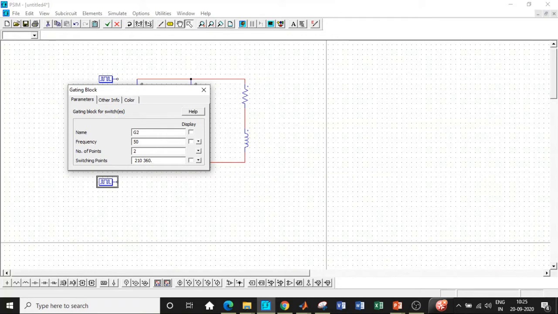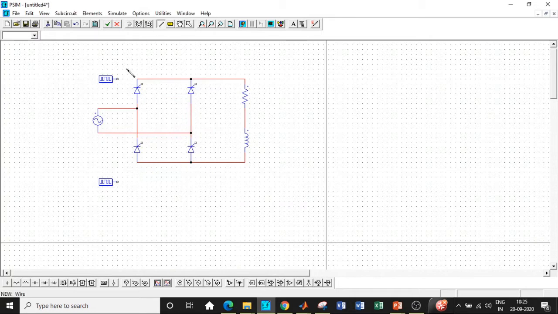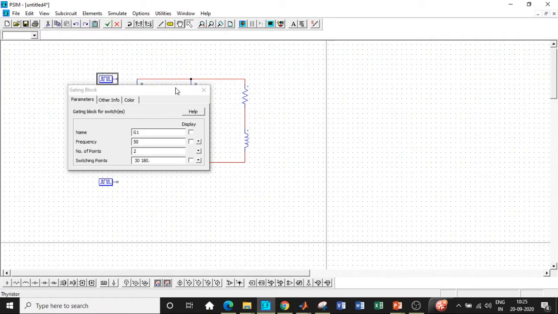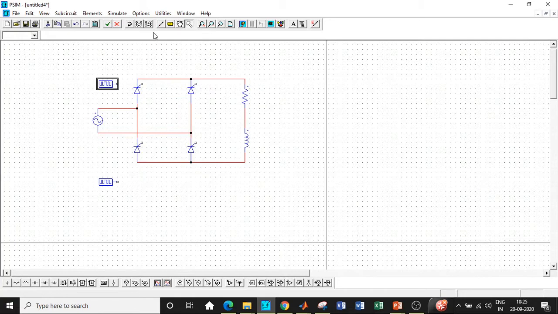Since our firing angle is 30 degrees and we are assuming it to be consistent, 180 plus 30 is 210. Based on that, we'll be triggering these two, so we'll be connecting the thyristor at this point. Be very careful while connecting that, because there should not be a junction or a node formed while connecting the gating blocks respectively. So drag this to this point and then connect it in this particular fashion.